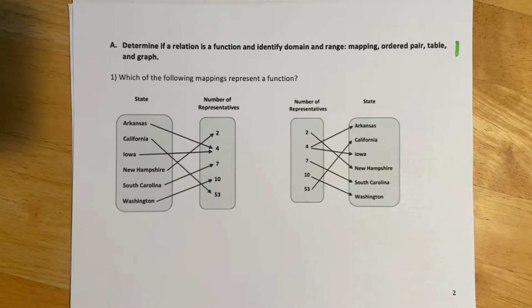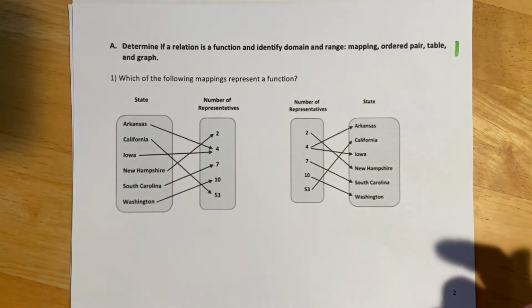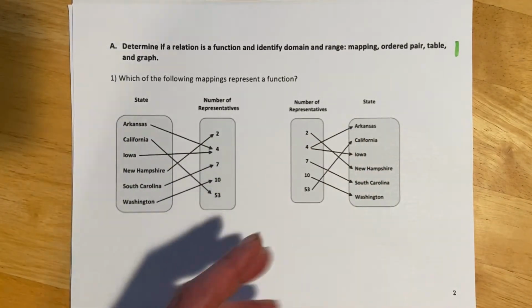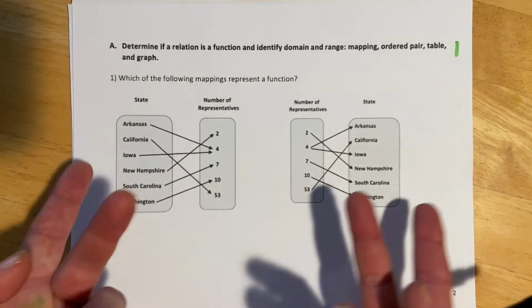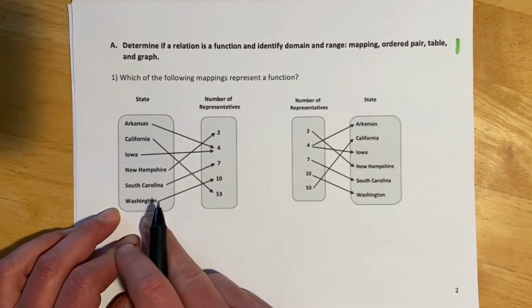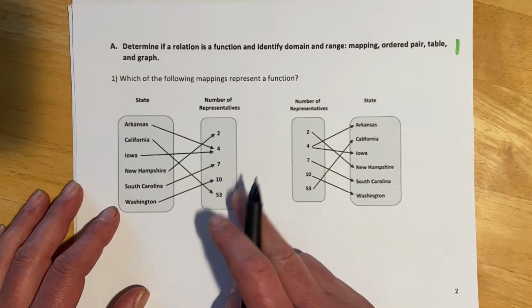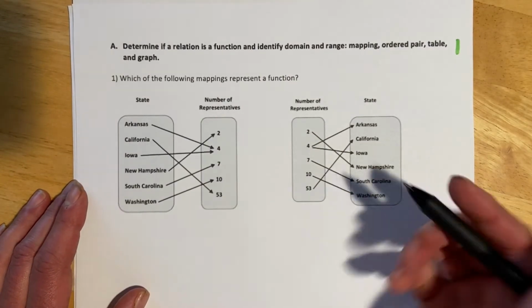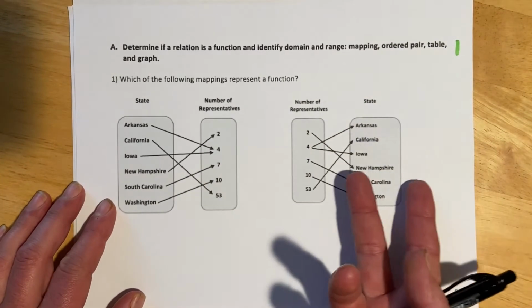Okay, so question 1, which of the following maps represents a function? So again, we're thinking for each input, there only gets to be one output. And if we look at what these are, they're the exact same thing, I just flipped them. So this way, the input is the state and the output is the number of representatives in the House of Representatives. And then the other way is I just reversed them.